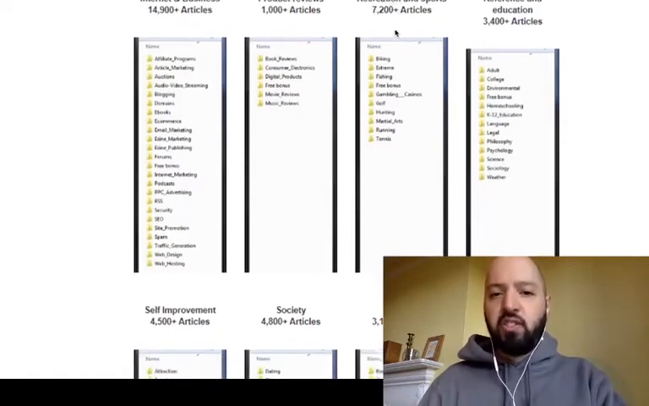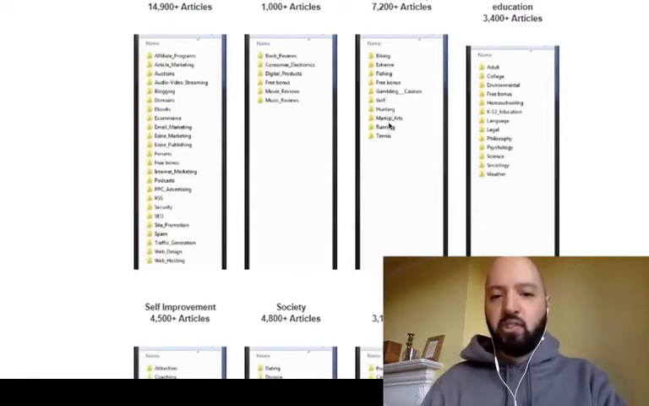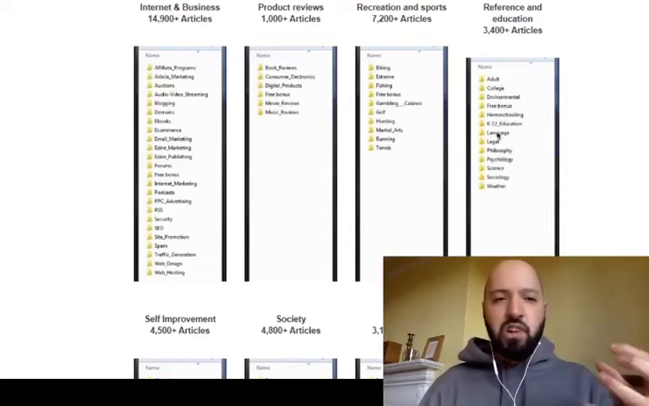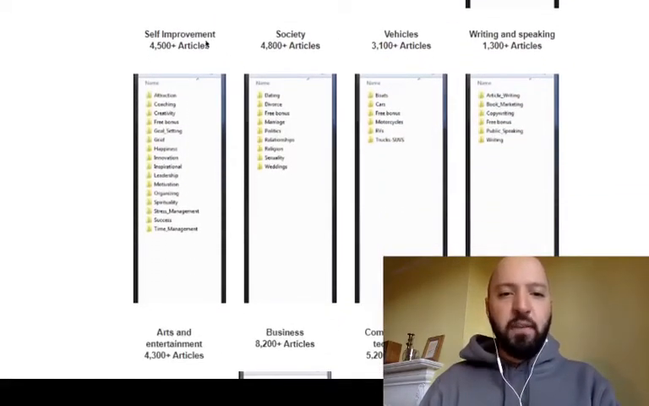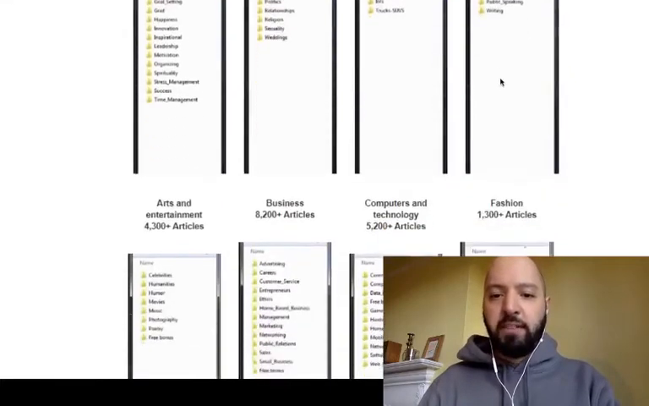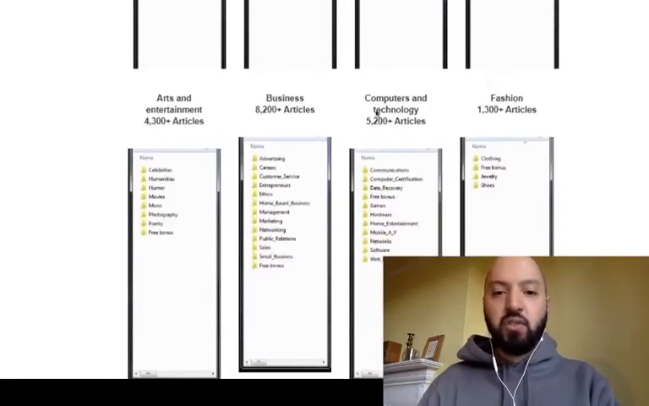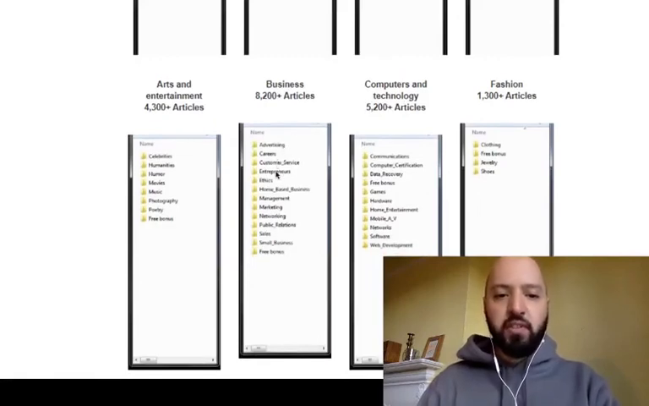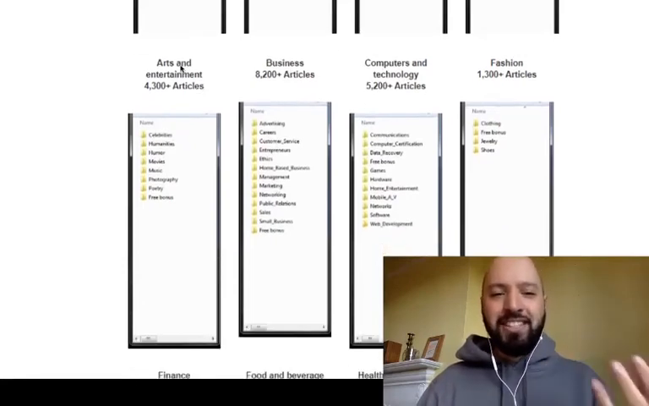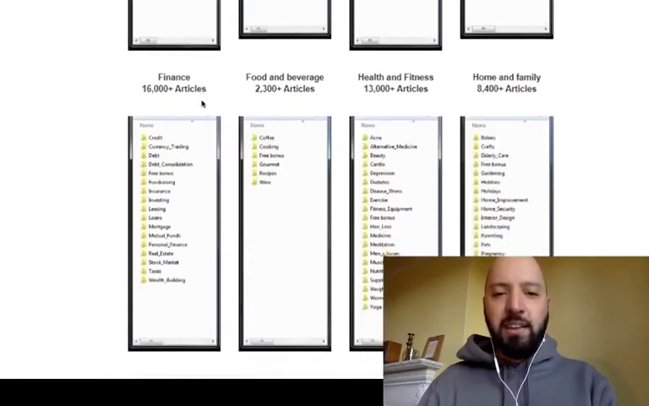7,000 articles in recreation and sports: biking, fishing, gambling, golf, hunting, martial arts, running, tennis. Reference in education, so these are articles on K-12 education, homeschooling, environmental, college, adult, philosophy, psychology, science, sociology, legal. Really great articles which you can spin. I've got articles on self-improvement, society, vehicles, writing and speaking, fashion, 5,000 articles on computers and technology, 8,000 articles on business, advertising, careers, customer service, entrepreneurship, ethics, management. I'm just going through really quickly. I know you can read, I know you can see these for yourself. I'm just giving you an idea of all the themes that you can use.